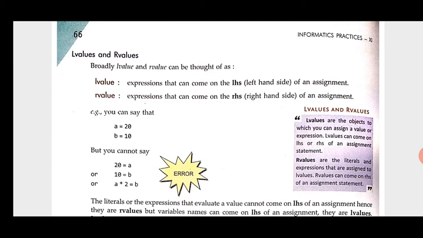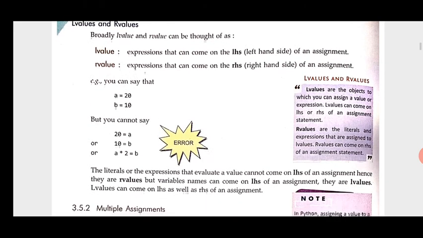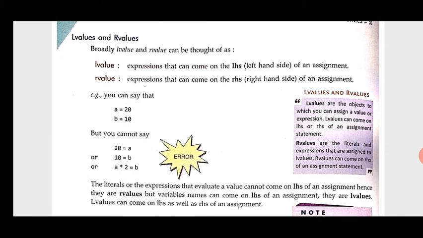as an R value. Example, A is equal to 20, B is equal to 10. So here we can see the value on the left side of the equal sign is the L value and the right side is the R value. We cannot write 20 is equal to A, 10 is equal to B. But A is equal to 20, B is equal to 10 is right.